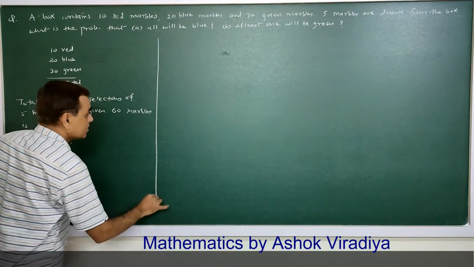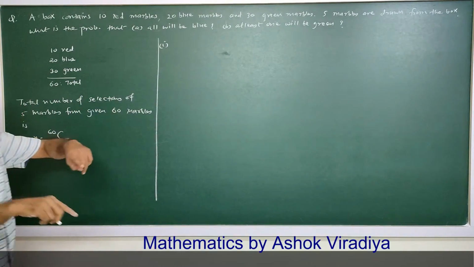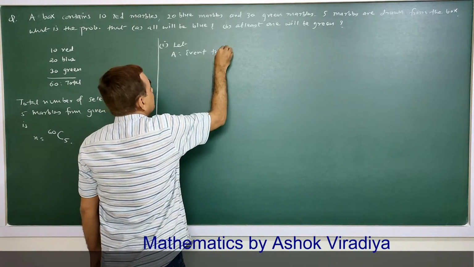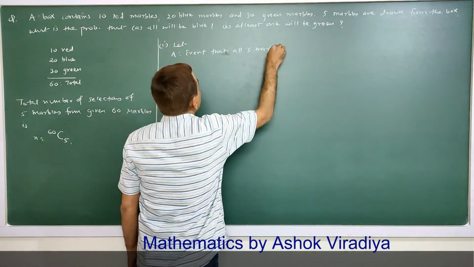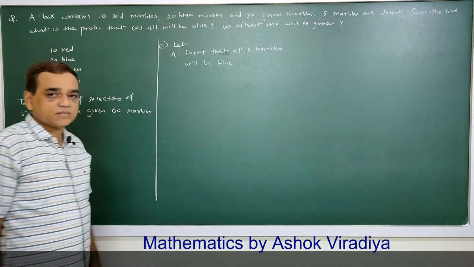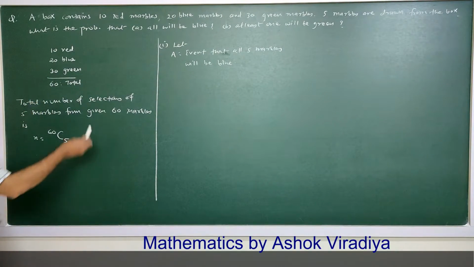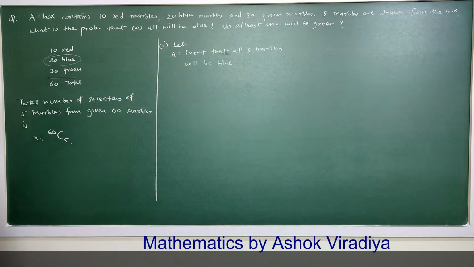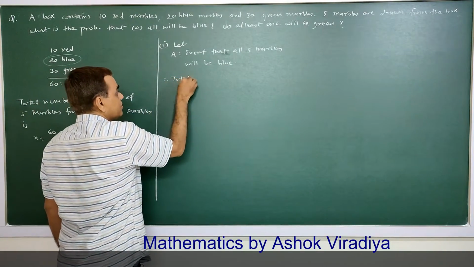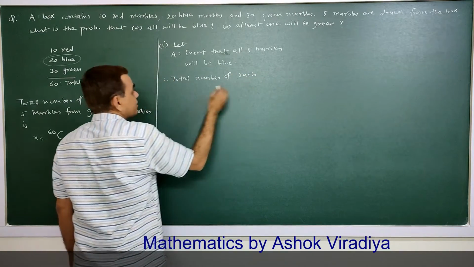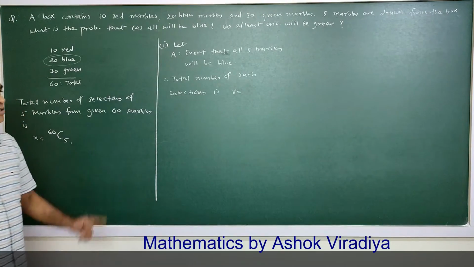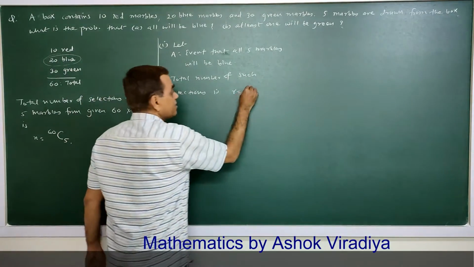Now we are coming to the event. We want the probability of the event that all will be blue. So let me suppose A is the event that all 5 marbles will be blue. If all 5 marbles will be blue, then they come from these 20 marbles. To have all 5 blue marbles, we have to select all from these 20. So the total number of such selections, let me say R. So R is equal to, take 5 marbles from 20. So that is 20C5.